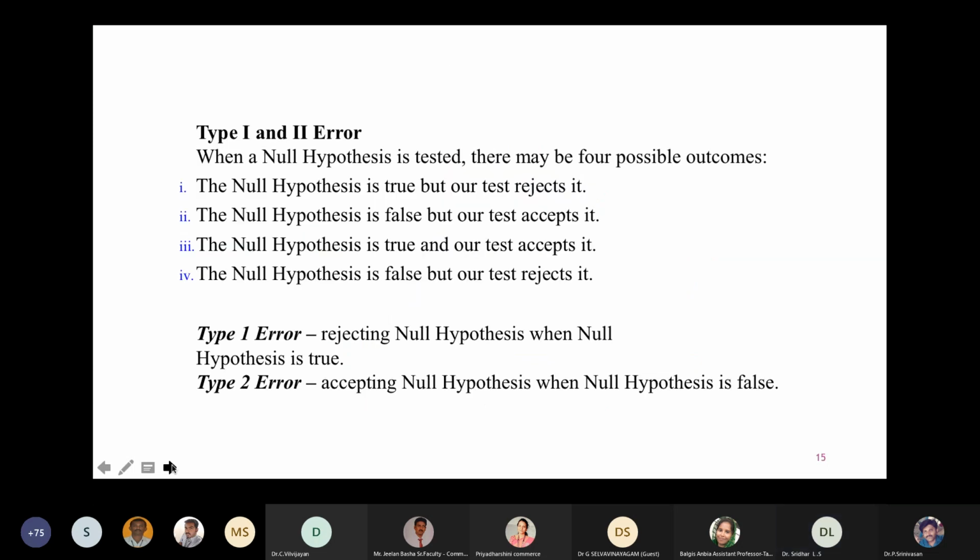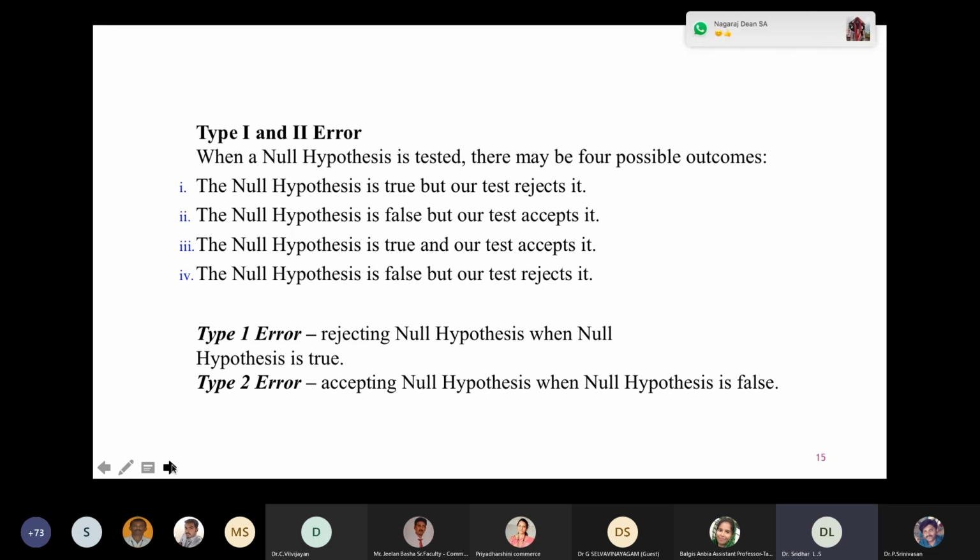Next, sir. The null hypothesis is what the test rejects or accepts. There will be a type 1 error and a type 2 error, which is the combination you can see here. The null hypothesis is true, but our test rejects it. The null hypothesis is false, but our test accepts it. The null hypothesis is true and the test accepts it. The null hypothesis is false and our test rejects it.